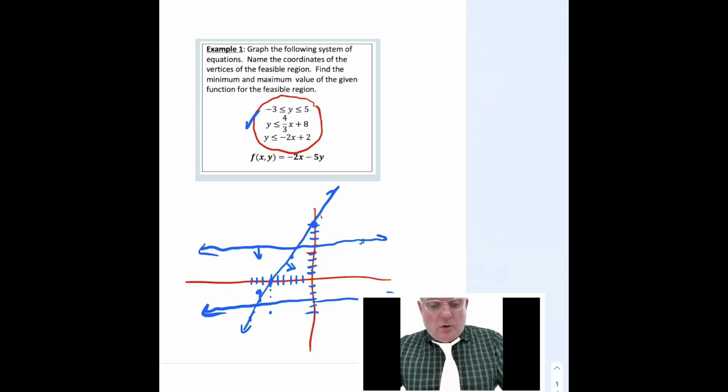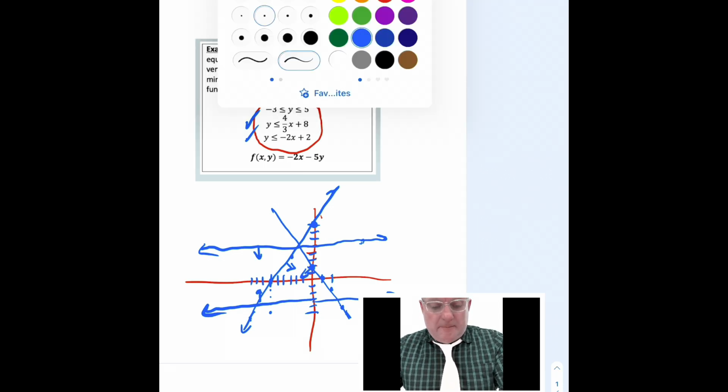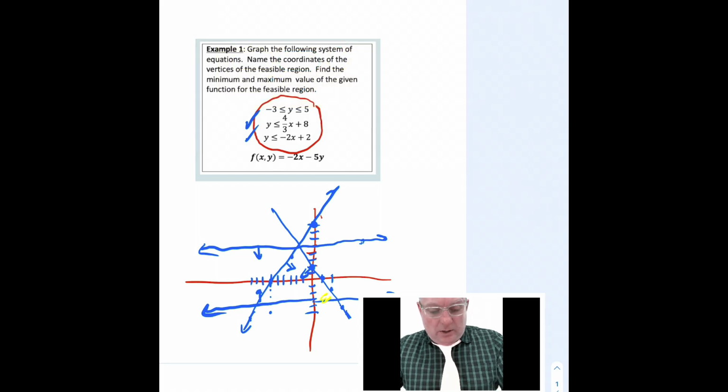And then my last one is y less than or equal to -2x plus 2. So my y-intercept is +2, and my slope is -2. So I go down 2 over 1, down 2 over 1, down 2 over 1, and I get something that looks like this. Okay, and the solutions for that one are below that. So my feasible region then is this area right here.